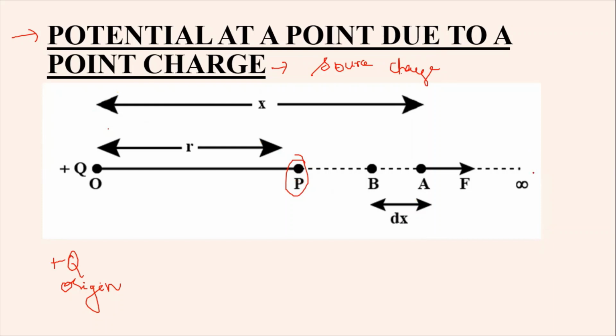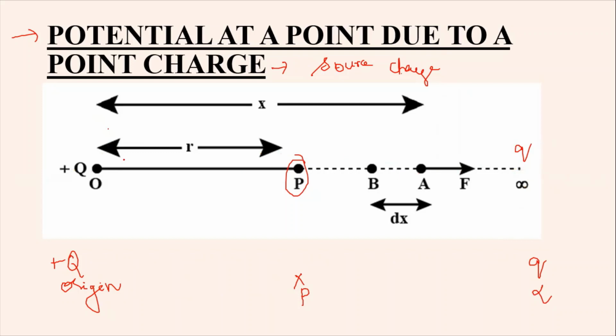Unit positive charge means it is the test charge. Point P, we can note it down here. The test charge is placed at infinity. Now these two charges are of the same kind. So when this test charge is at infinity, it does not experience any repulsive force because there is no influence of this source charge plus Q at this point.